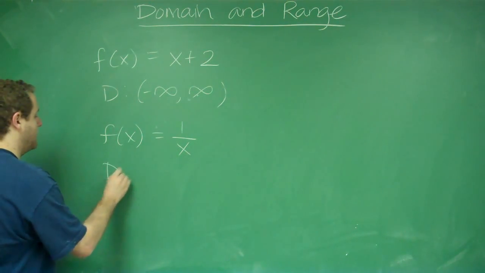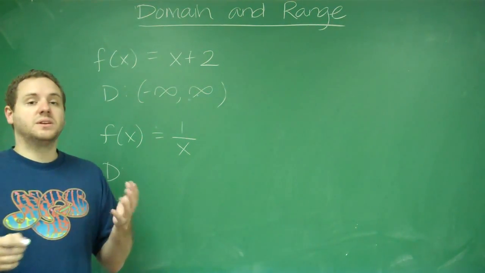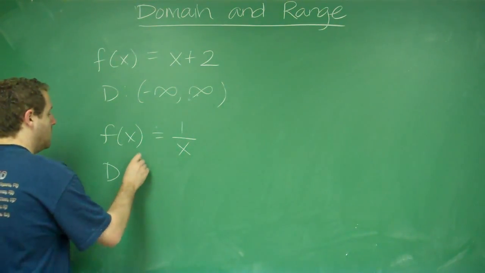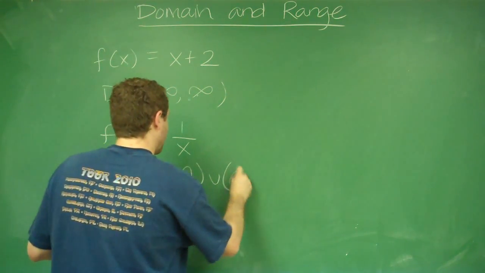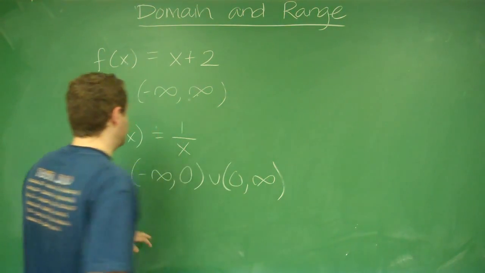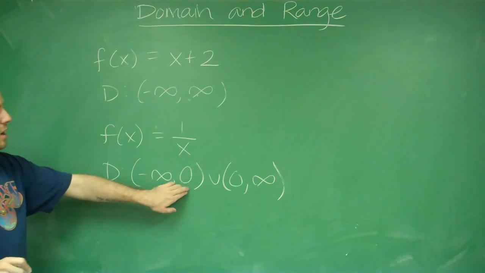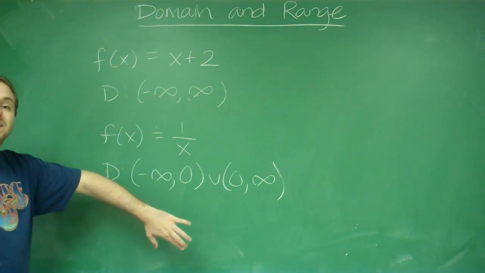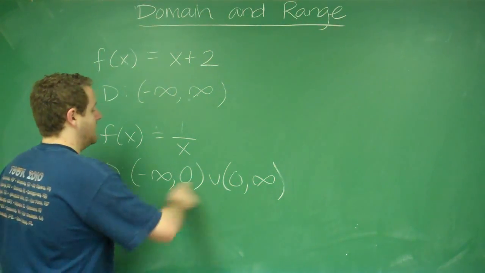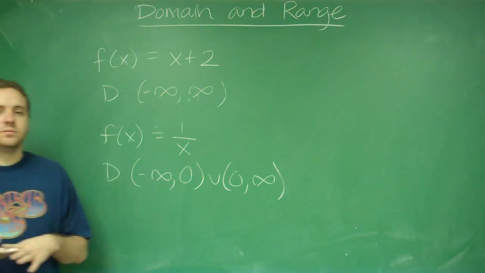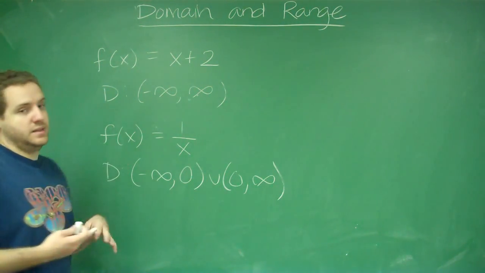So its domain is everything except 0, which looks like this. So what this means is anything from negative infinity up to 0, parentheses meaning not including, and then anything from 0 to infinity. So this means everything except 0 is allowed in this function.